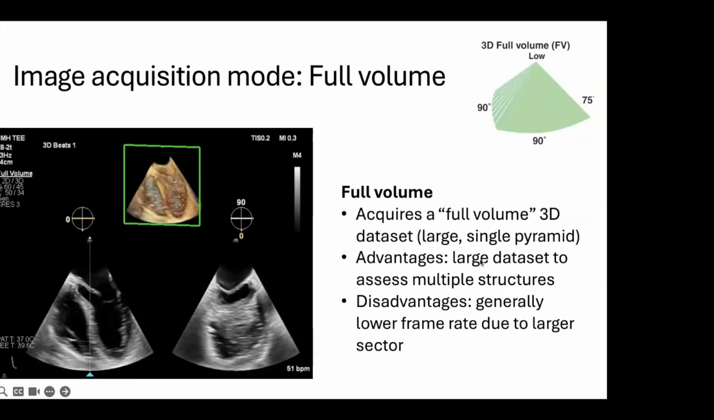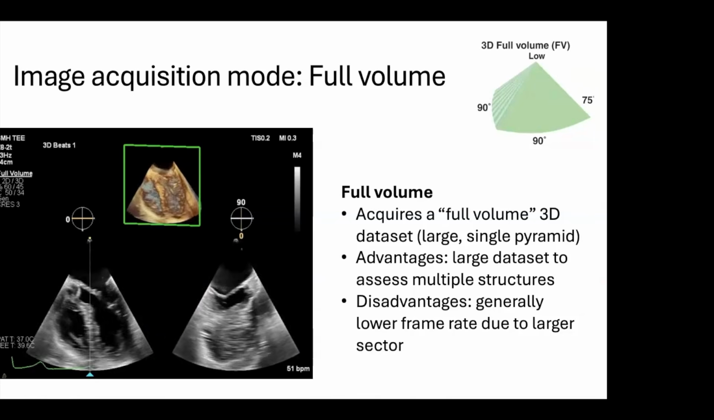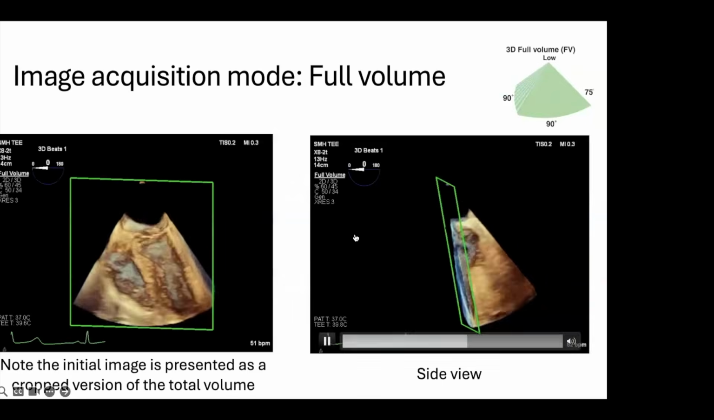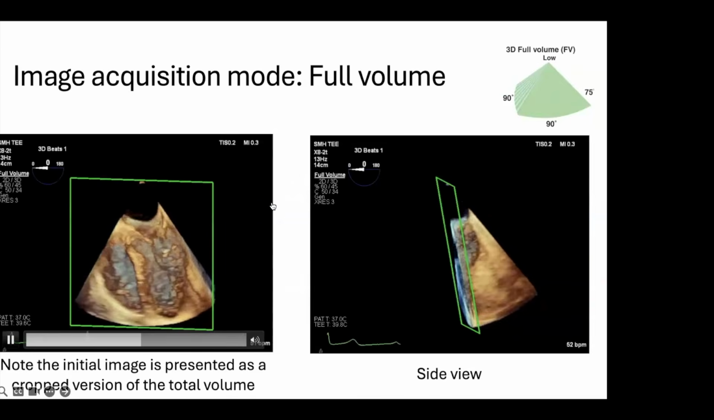The advantage of this is that it gives you a large data set to then process structures. The disadvantage is that you'll end up having a lower frame rate because the sector is so big. And I'll show you how to get around that. So this is an example of the pyramid that you would get with a full volume.